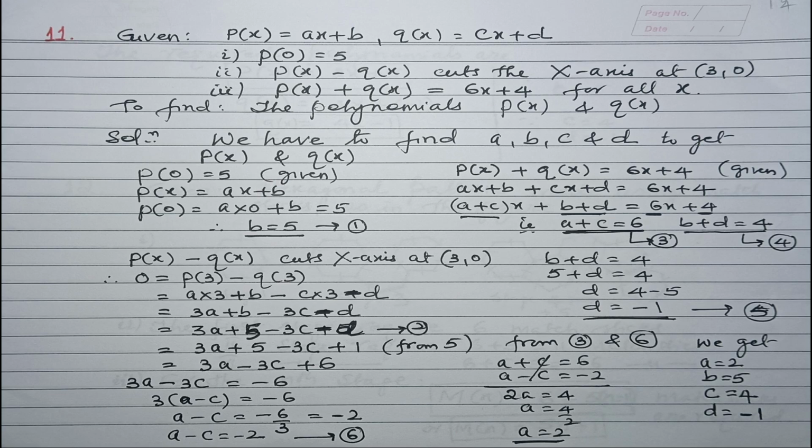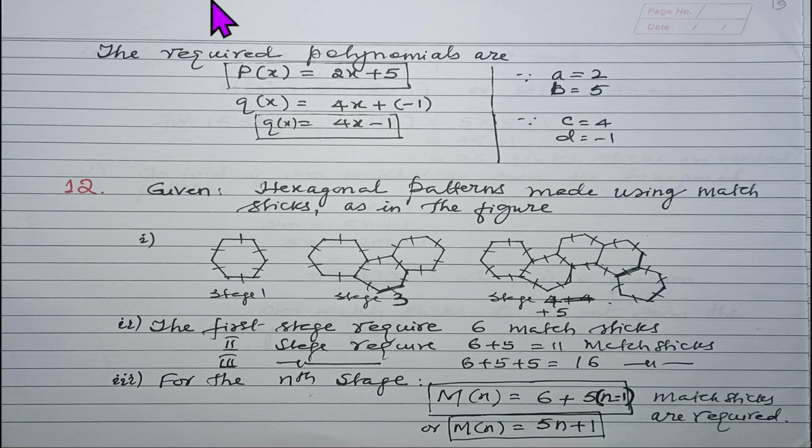Now putting these values in the polynomial, the required polynomials are p(x) is equal to 2x plus 5 and q(x) is equal to 4x minus 1. So these values of a, b, c, d we have substituted in the polynomial p(x) and in the polynomial q(x), we get p(x) is equal to 2x plus 5 and q(x) is equal to 4x minus 1. So please understand this and learn how to solve this, although it is lengthy, but still we can solve them.